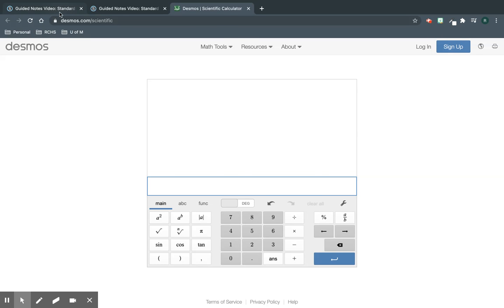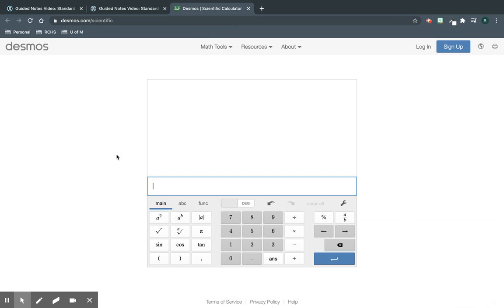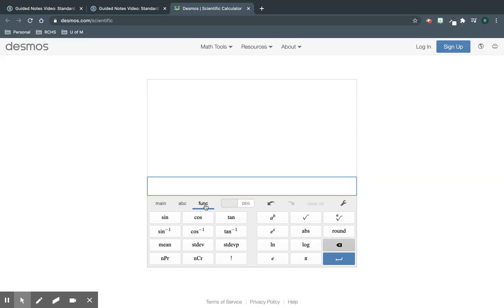Once it's in degree mode, let's look over at example A that Mrs. Robillard did. And in example A, we had to do inverse tangent of this tangent ratio, 60 divided by 25. So we need to be able to type inverse tangent, or tan to the -1 is how it looks. And when you're looking at your DESMOS scientific calculator, I only see tan. I don't see inverse tan. That's because we're right now on the main menu. You'll have to go to the function menu, and then you'll see the inverse tangent button.